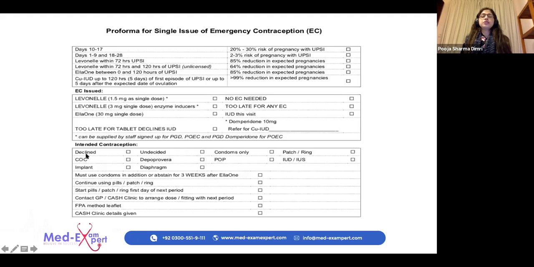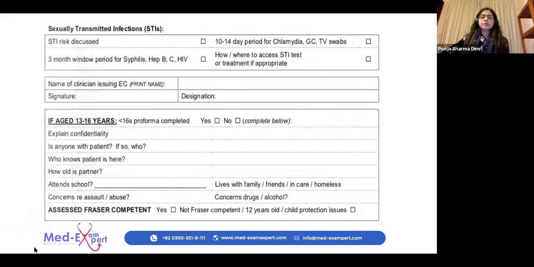Okay, and what EC was issued and what is the intended method or long-term method of contraception which is given to the patient. So this proforma, if you see, is a complete proforma for emergency contraception. If you can remember this proforma, you can remember everything about emergency contraception. And further, if you see, STI risk discussed, okay? It's important to see these things now.